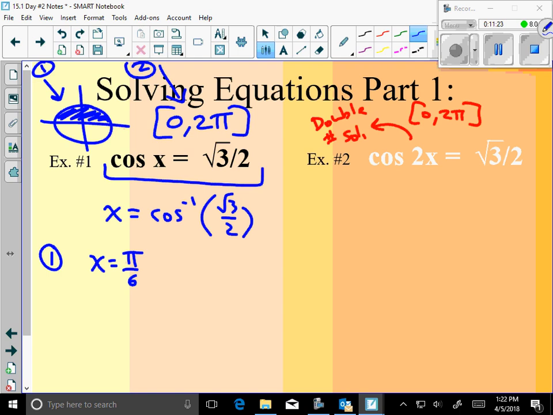Let's just mark that here. That would be right here, right? Pi over 6. If now we opened it up to 0 to 2 pi, there'd be another solution right there, right? It'd be 11 pi over 6. So I know then that I'd have 2 solutions between 0 and 2 pi.